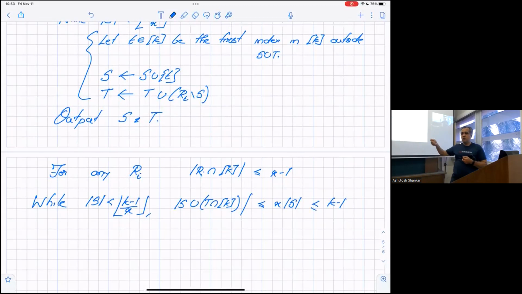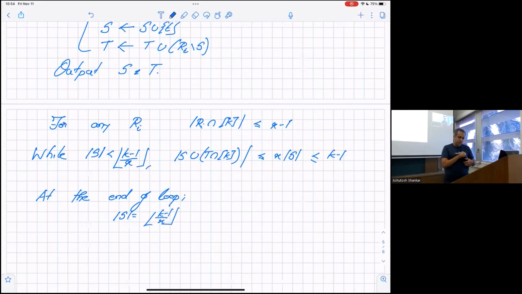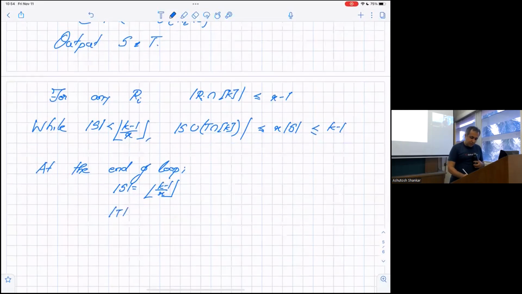Therefore, you do have one more element. So as long as this is there, you will keep on going. As long as S is not K minus 1, that is the end of the loop. We have size of S is exactly K minus 1. And I also want to say size of T is less than or equal to K minus 1.